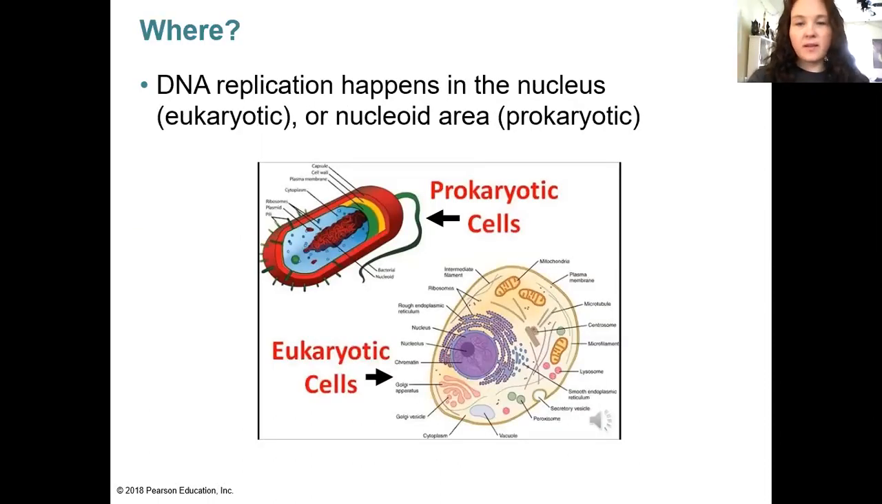DNA replication happens in the nucleus, which would be here in a eukaryotic cell, or in the nucleoid area, which would be here in the prokaryotic cell.